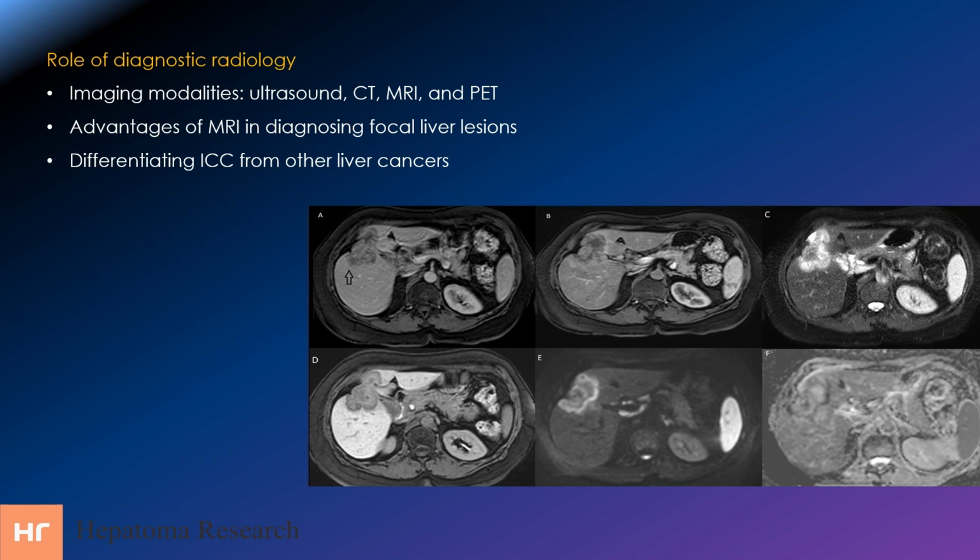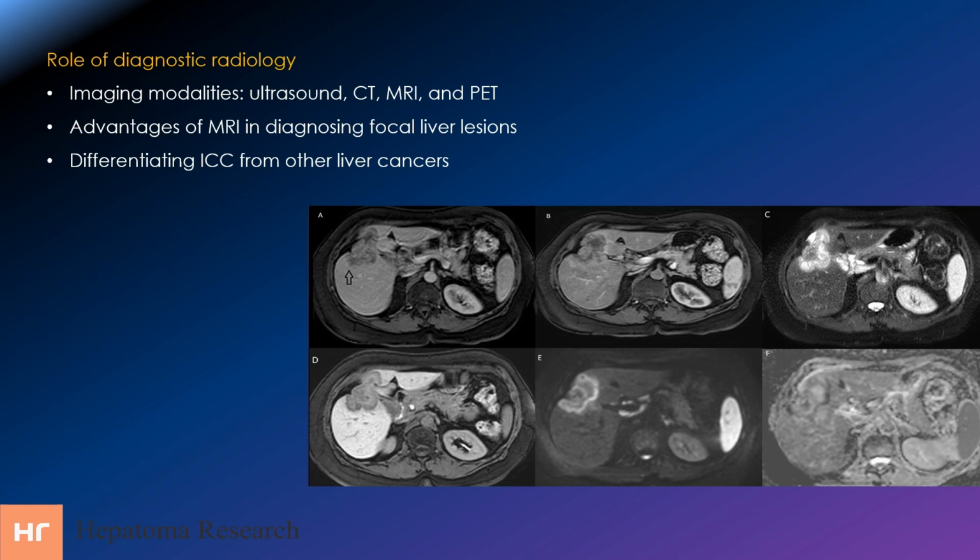Here we have some MR images of a 57-year-old patient. Images A and B are hepatoarterial and portal venous phase images, and we can see a hypointense large mass with capsular retraction and also progressive central enhancement on portal venous phase, which are typical MRI findings of ICC.